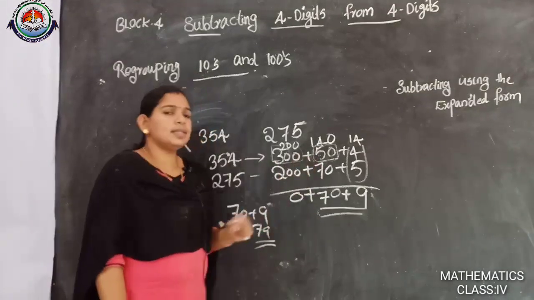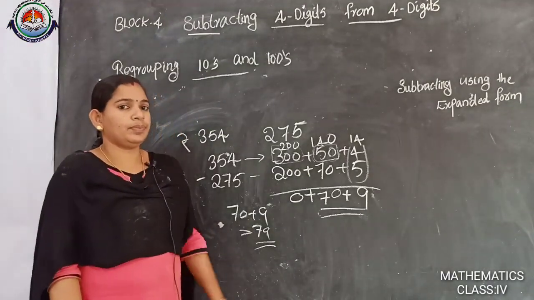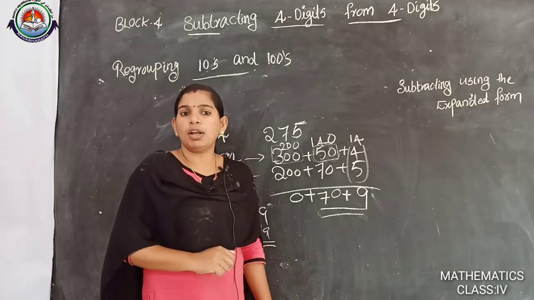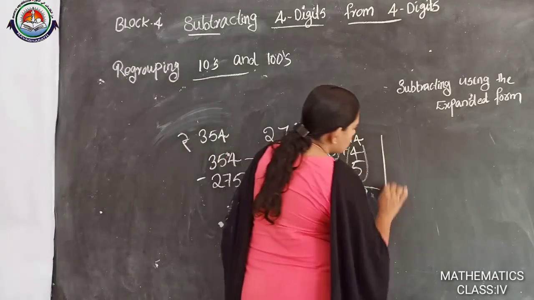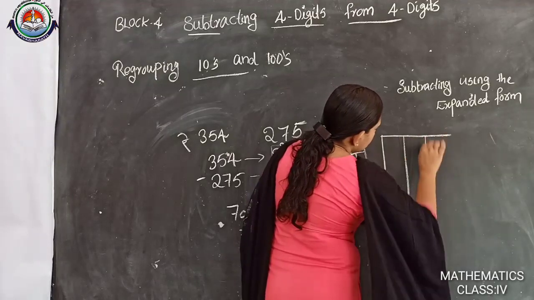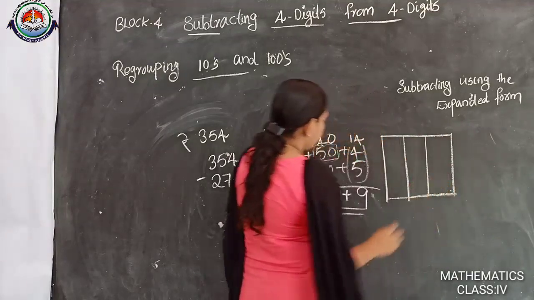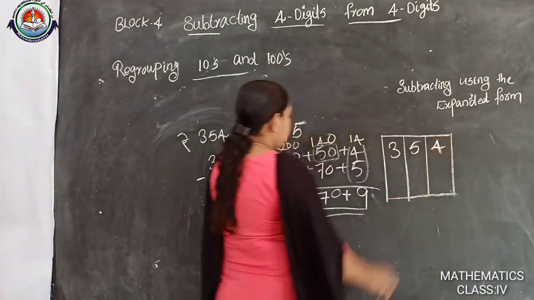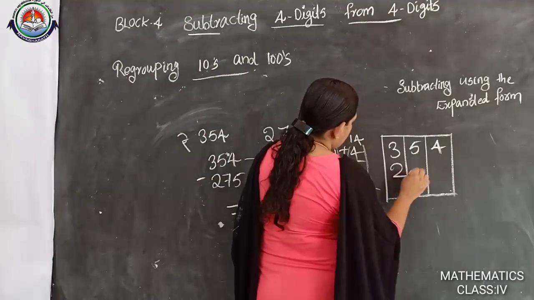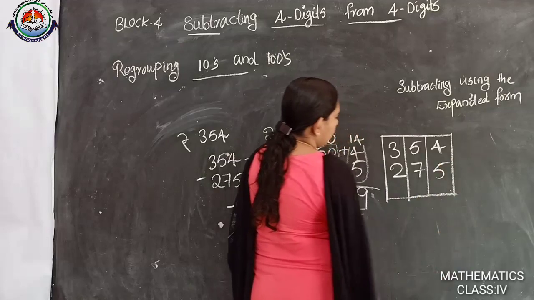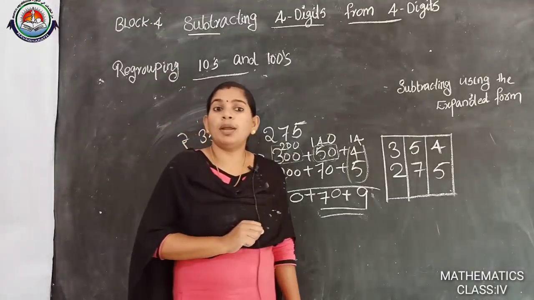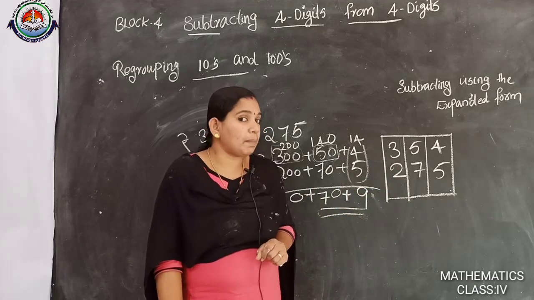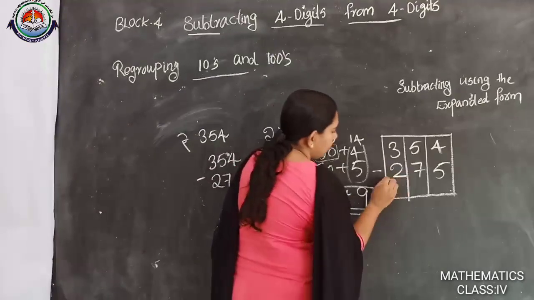Do you all know how to write the column method? So we will write these numbers in column method. Before subtracting, you know that in the addition case we are drawing the columns. So I draw here 3-digit numbers. First number is 354. Second number is 275. In column method addition, we add these two numbers. But here subtraction is there, so we put the subtraction symbol.